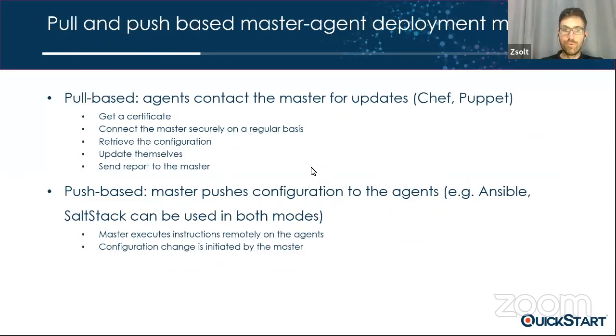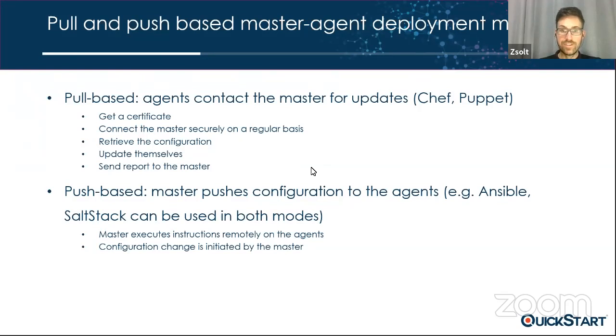And this is a pool-based communication. Pool-based means that the agent contacts the master, and both Puppet and Chef do that. So it works on a pool basis. There is another alternative, a push-based configuration, where the master is responsible for pushing the updates. SaltStack and Ansible can work in a push model. They don't have to, because they also have a pool way of dealing with configuration updates. So the communication is initiated by the master in a push-based case.